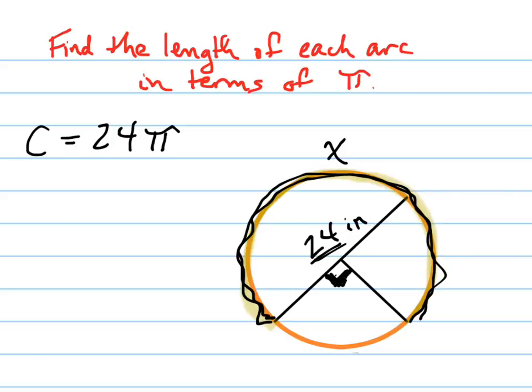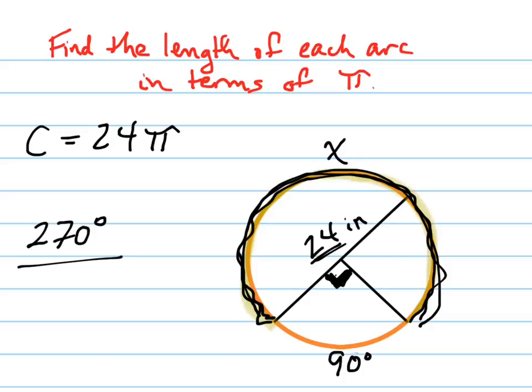Well, this is 90 degrees right here, which means this arc here is 90 degrees, which means x is 270 degrees. 270 degrees is what fraction of the entire circumference? Well, the entire circumference is 360 degrees. So 270 into 360, and you can kind of see it in the picture, right? You can see that it's 3/4.